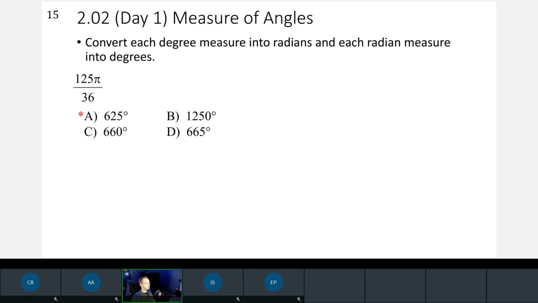All right, same thing. We want to convert into degrees. So again, multiply by 180 over pi, and these cancel out like they're supposed to. Then you type that in, and you get 625. Pretty simple.